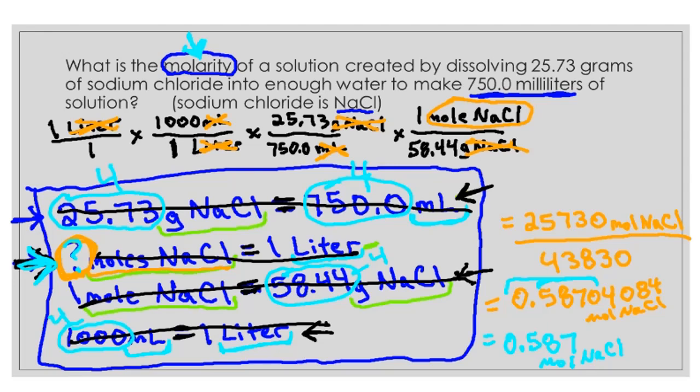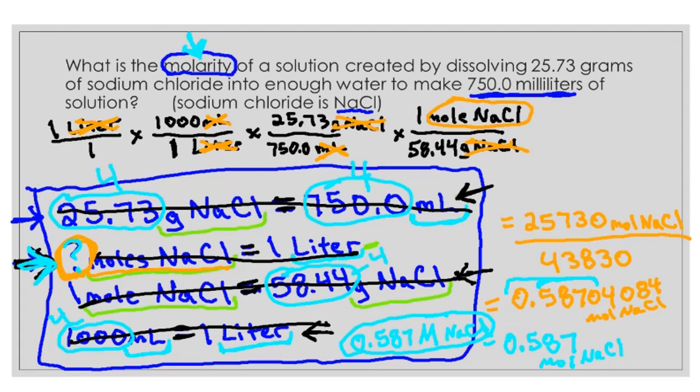So we would just write it, instead of 0.587 moles of sodium chloride, we would write 0.587 molarity, capital M, of sodium chloride. So it would be 0.587 M is the molarity of the sodium chloride solution.